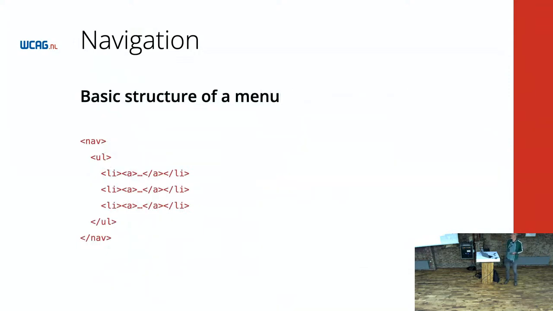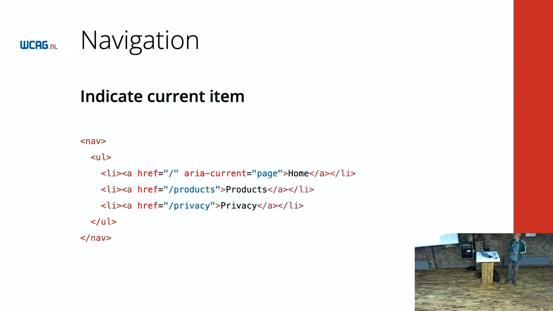What's the basic structure of a menu? Well, you might be familiar with this. There is a nav element with an unordered list element with links inside it. So, for instance, we have a home, a product, and a privacy page. And as you see here, the first element, the home page, let's say we are on the home page right now, has an aria-current attribute, which says this is the current item we're looking at.